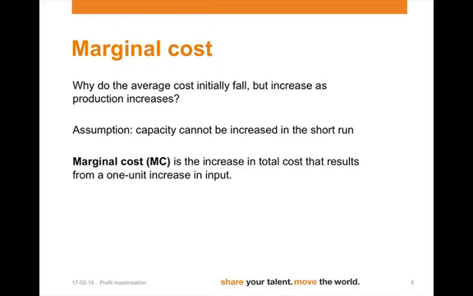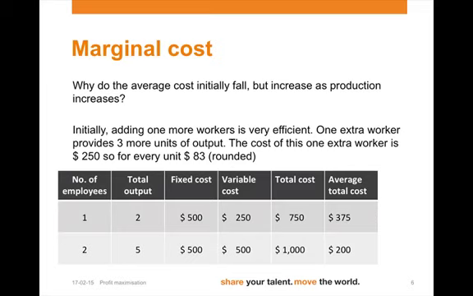The marginal cost is the increase in total cost resulting from an increase in input by 1 unit. Let's have a look at an example. As you can see, again the example of 1 employee versus 2 employees. We see that the average costs go from 375 to 200.